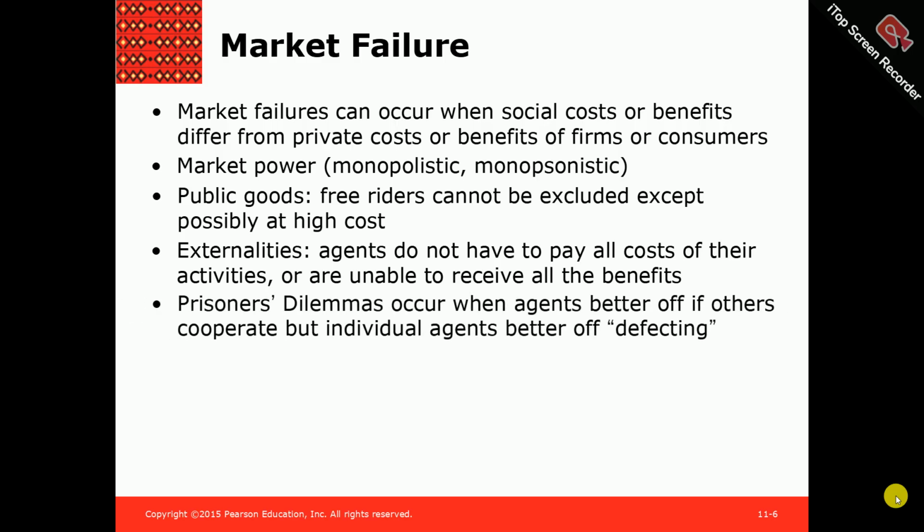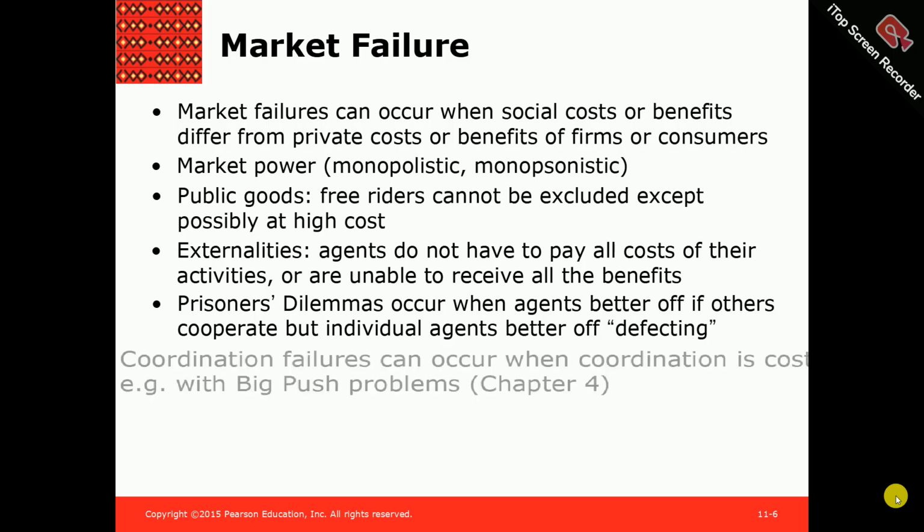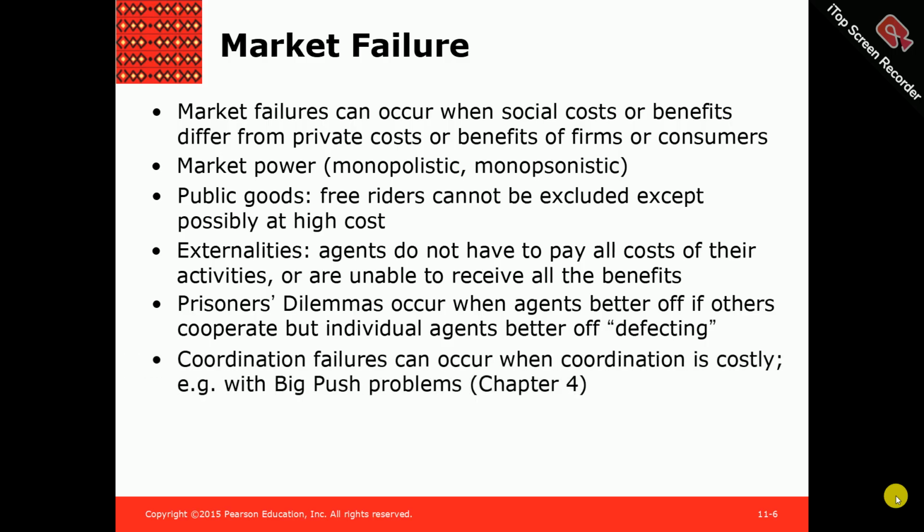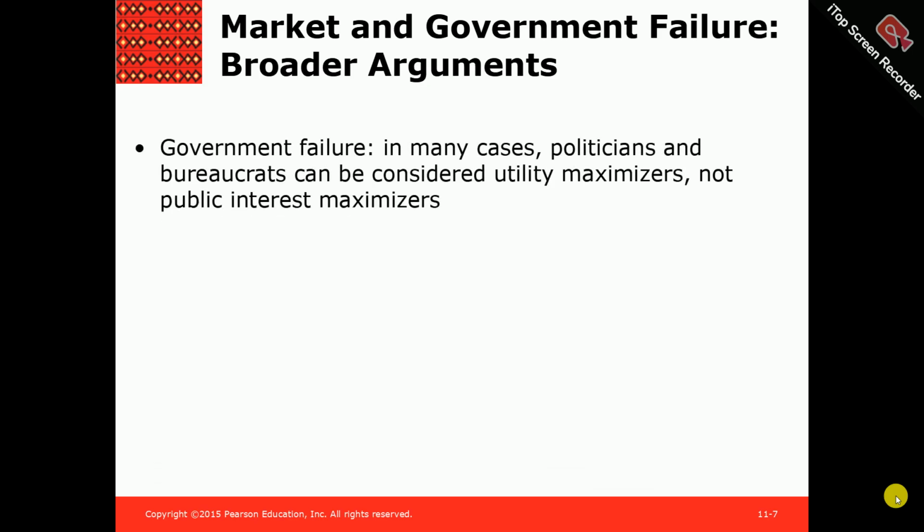Then we have another situation that is known as the prisoner's dilemma, which occurs when agents are better off if others cooperate but individual agents are better off defecting. Coordination failures can occur when coordination is costly, for example with big push problems. Capital markets are particularly prone to failures. Market and government failure, a broader argument.